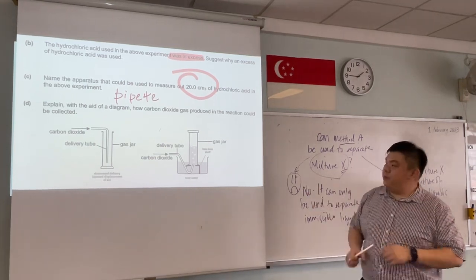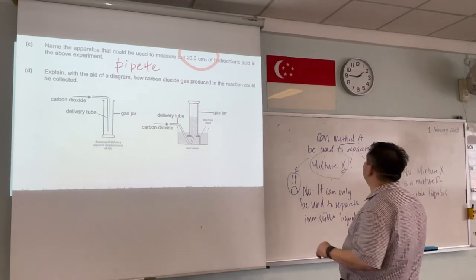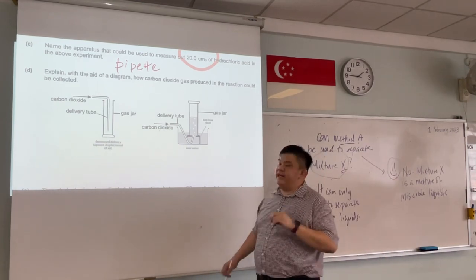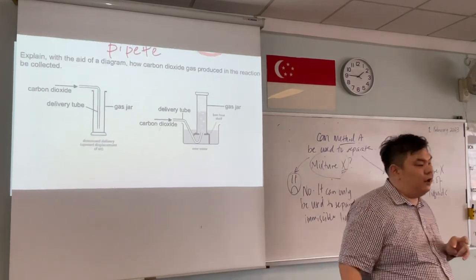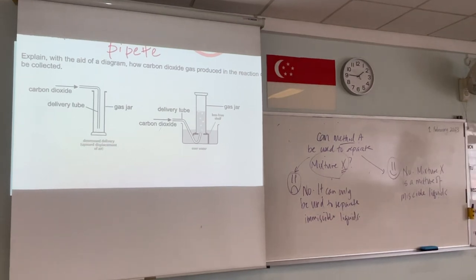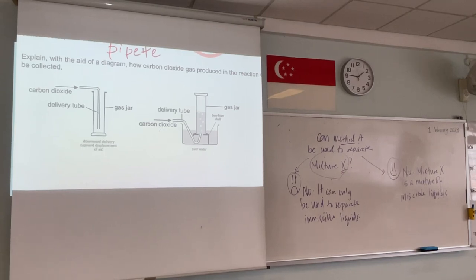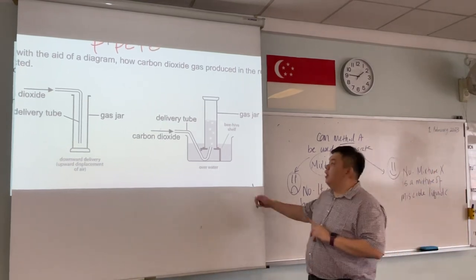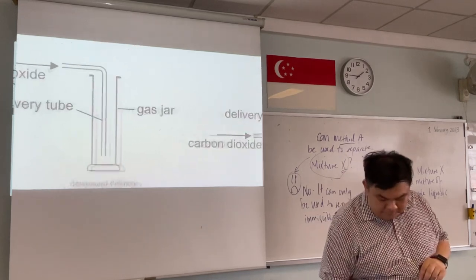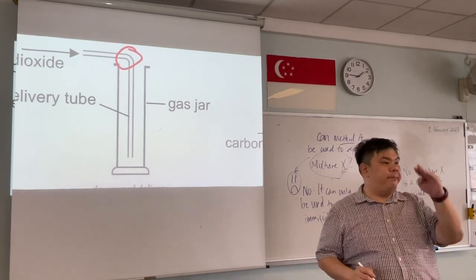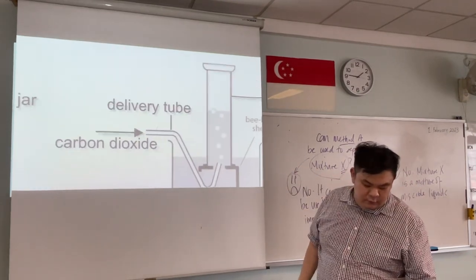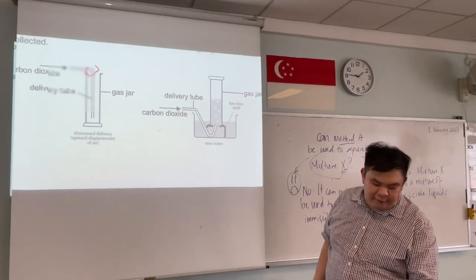Now, explain with the aid of a diagram how carbon dioxide gas produced in a reaction could be collected. These are the two methods that you can use to collect. Did you all draw? Are you all able to draw it? Use ruler, first requirement. It doesn't have to be very good proportions as long as it's not severely out of proportion. Now, what are other things that people will look for? They will look for whether or not it is bent in a rounded corner. The delivery tube, we are not very strict with it.